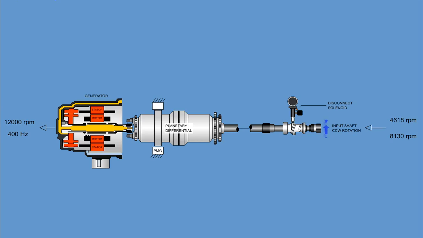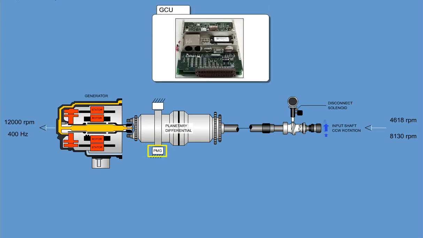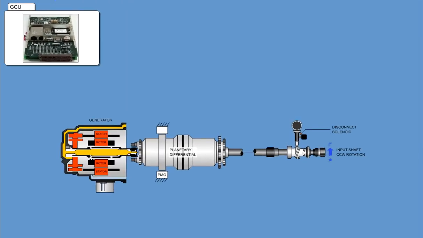This varying speed deviation from 400 Hz generates, via the permanent magnet generator, associated electrical data to the Generator Control Unit, GCU. The GCU supplies an electrical signal to a servo valve inside the CSD.